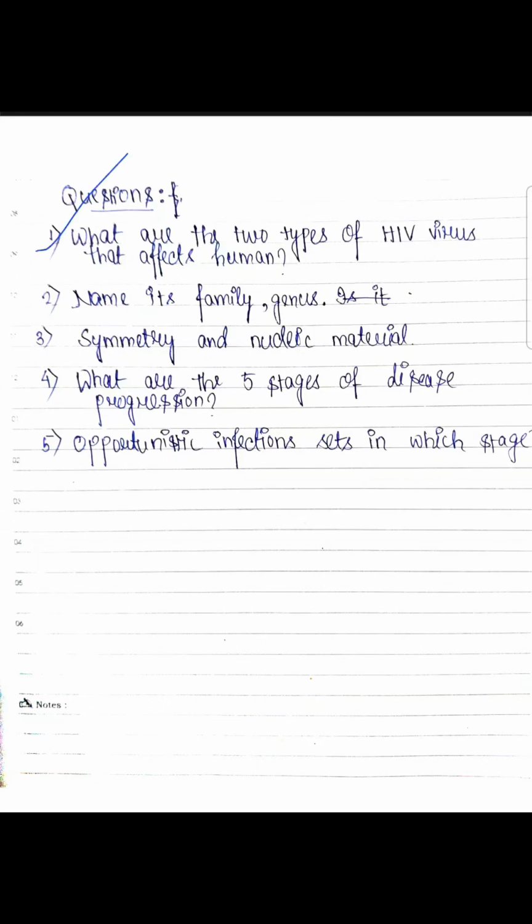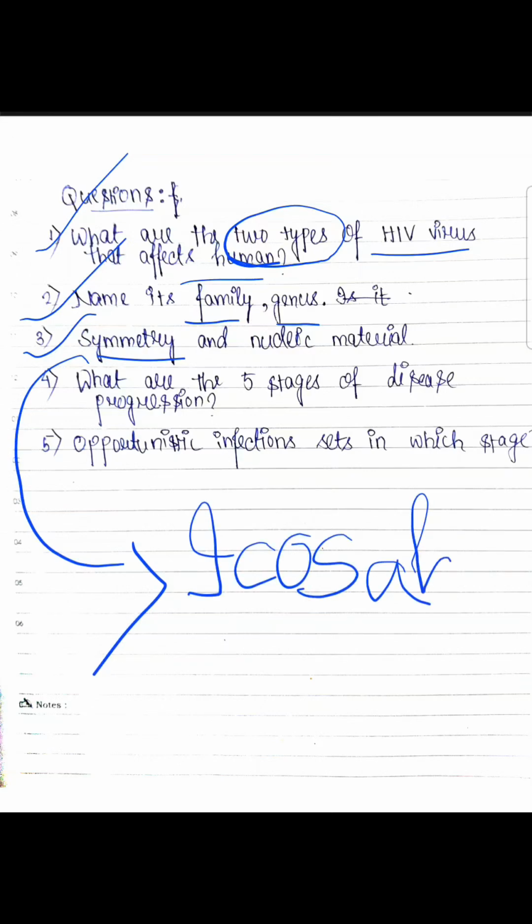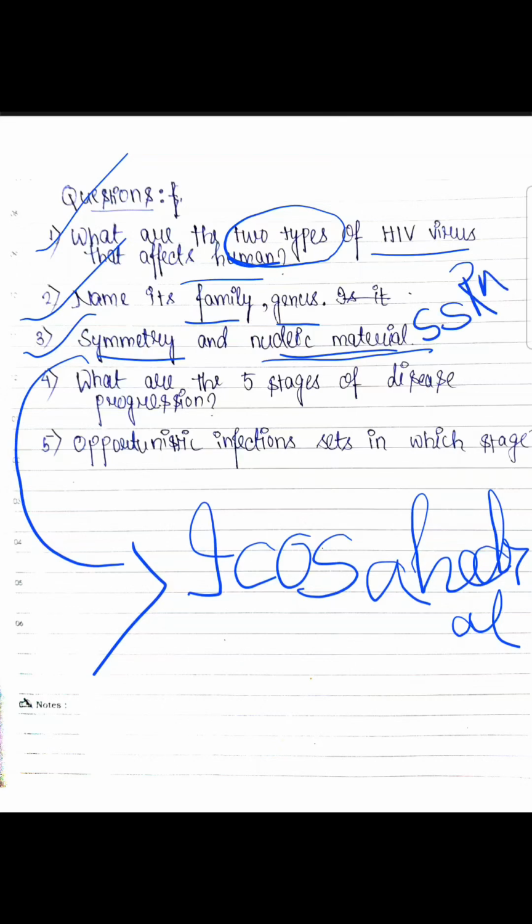First, what are the two types of HIV virus that affect human? Can you name them? Okay, good. Now name its family and genus. What is its symmetry? Its symmetry is icosahedral. Okay, and what kind of nucleic material does it contain? It contains single stranded RNA. If you have answered this, very good.